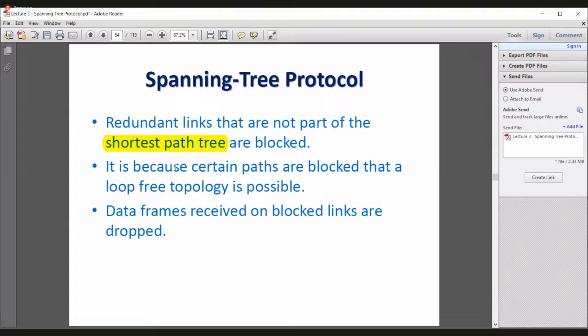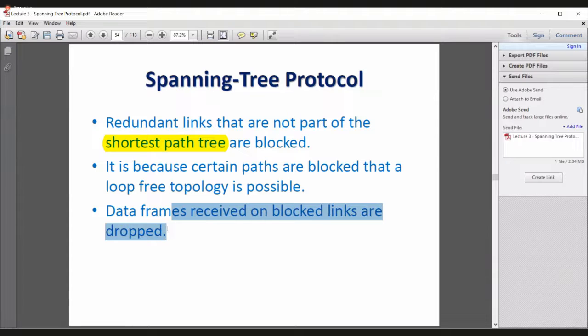It is because certain paths are blocked that a loop-free topology is possible. Some paths are blocked, so a loop-free topology is possible. Eventually, it introduced the loop-free topology. Data frames received on the blocked links are dropped, right? So blocked links are not accepting the frames of user traffic.